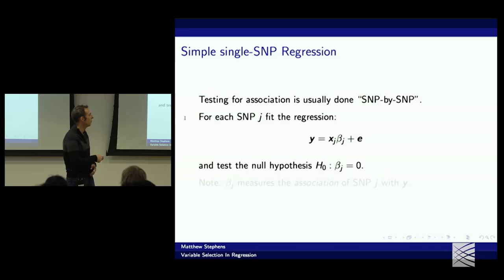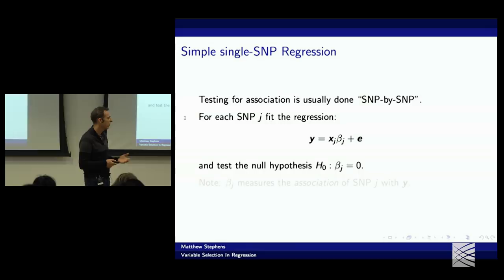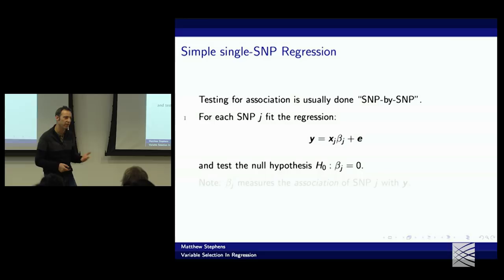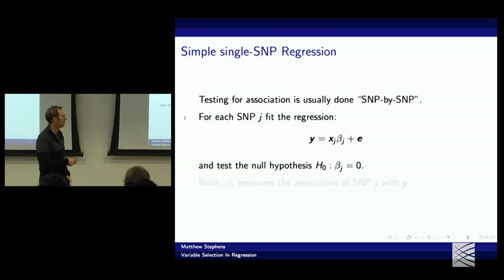And so beta_j here represents the association between that SNP and the phenotype. And I'm going to assume, for all my talk, normally distributed quantitative traits, which works for expression. Extending this to binary traits would be an interesting thing that we're interested in doing, but we haven't done that yet. Think of E as a normally distributed error. So this is called simple linear regression. And the basic idea is to test the null hypothesis that there's no association.